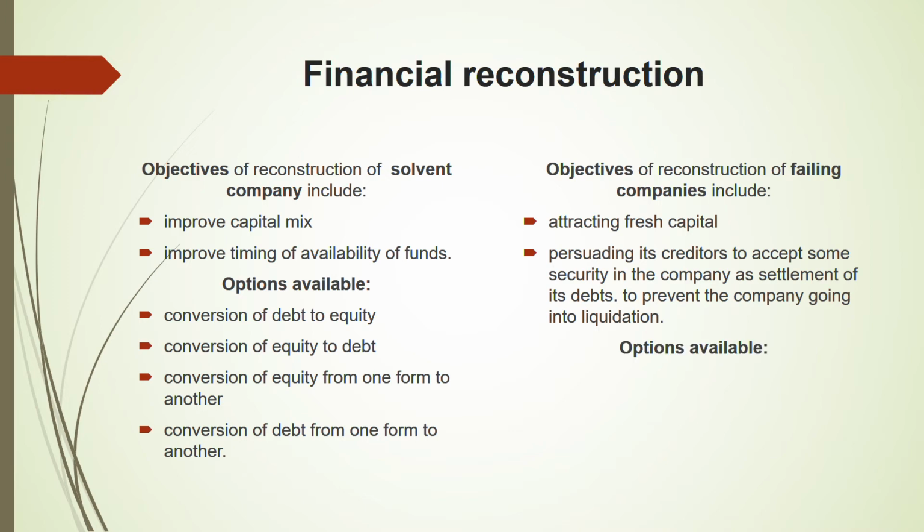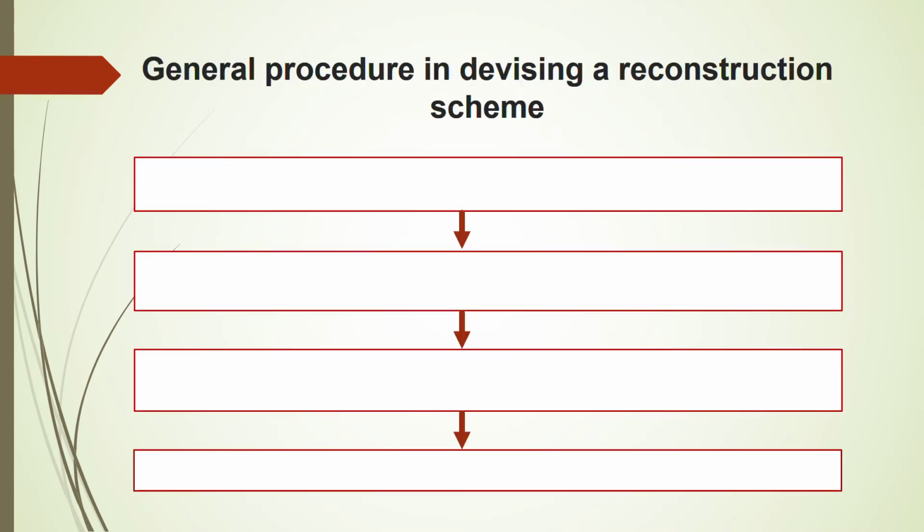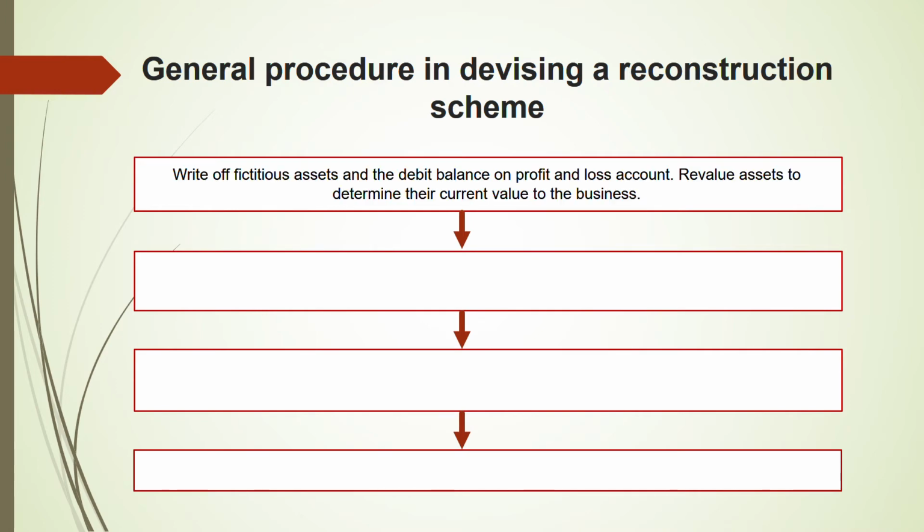Then what are the options available for this? Options are a company voluntary arrangement and an administration order. Now let us go to the procedures when you have to build a reconstruction scheme. Reconstruction schemes are not built in day one. You have to go through certain stages. Stage number one, write off the fictitious assets and the debit balance on the profit and loss account. And you have to revalue the assets to determine their current value to the business. When you're doing reconstruction, at that day, you have to revalue your assets.